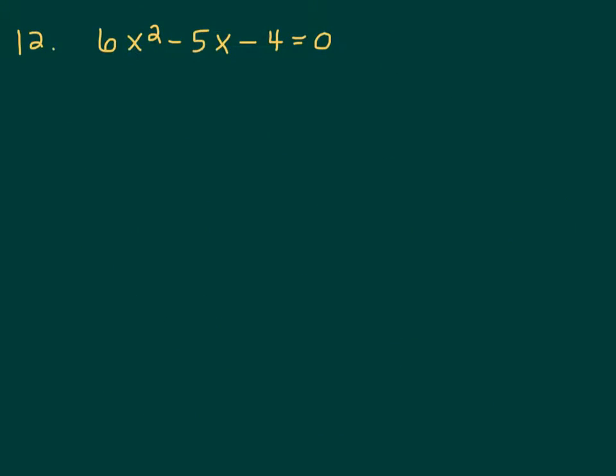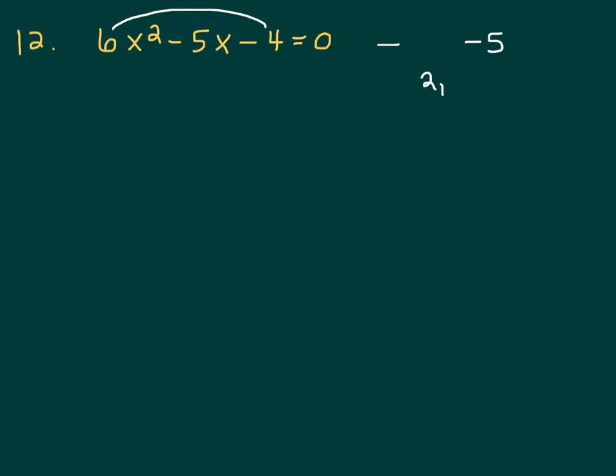Number 12, 6x squared minus 5x minus 4. This one we're going to have to factor by grouping, because we have a not equal to 1, it's not a nice one. But we need two numbers that multiply to give me negative 24 and add to give me negative 5. So that means that one number is negative, one's positive. We want their difference to be 5.